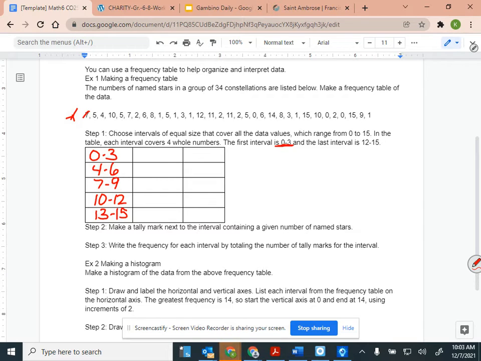The 7 falls into the 7 to 9. 5 is here. 4 is here. 10, 5, 7, 2, 6, 8, 1, 5, 1. So every time you cross one off, make sure you're putting that tally mark in the interval box that it falls into. So it's a little time consuming making your tally marks.